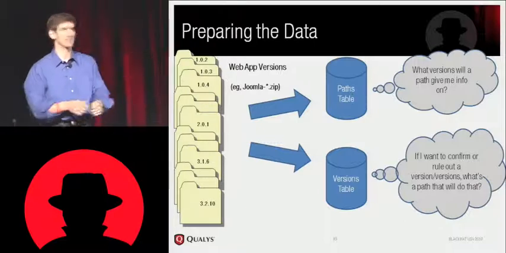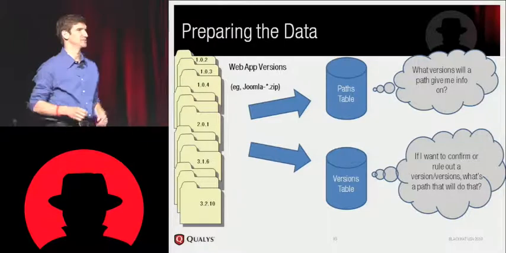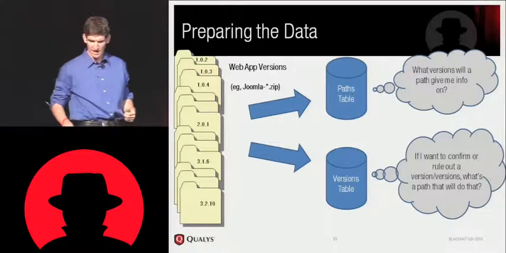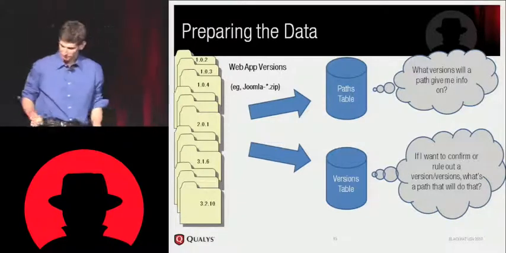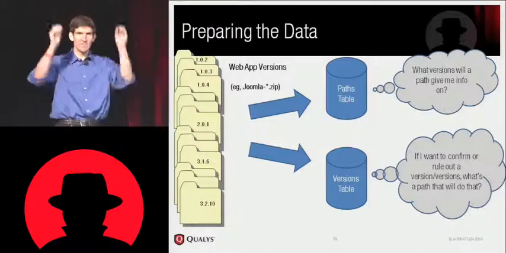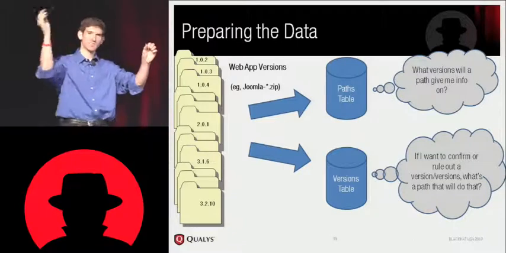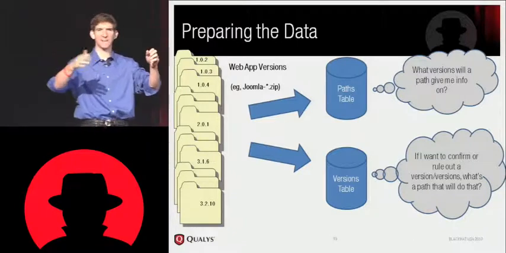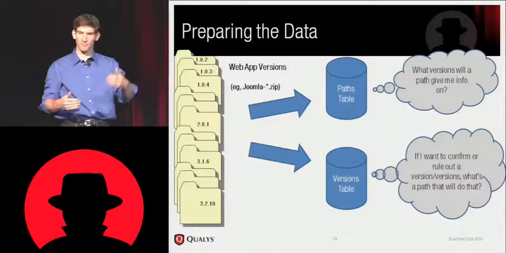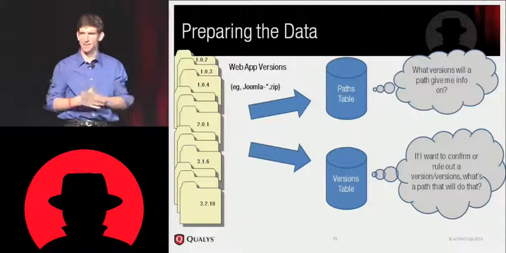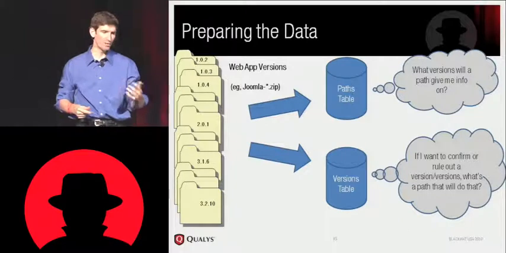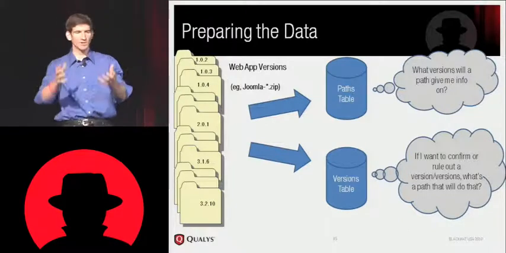Those are in Subversion, and you can check those out and get them and play with them and see what kind of data is encoded in there. We use these data tables to answer two questions. The first one, for the paths table, is: what versions will a path give me information on? If I fetch this particular path, /resources/something.css, what versions is that file present in, and what versions does it differ in? Therefore, if I fetch that file and hash it, what kind of versions will it tell me about?